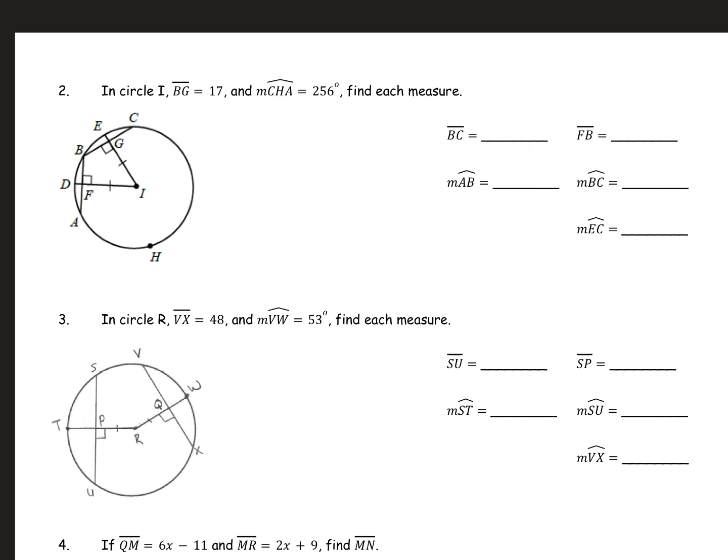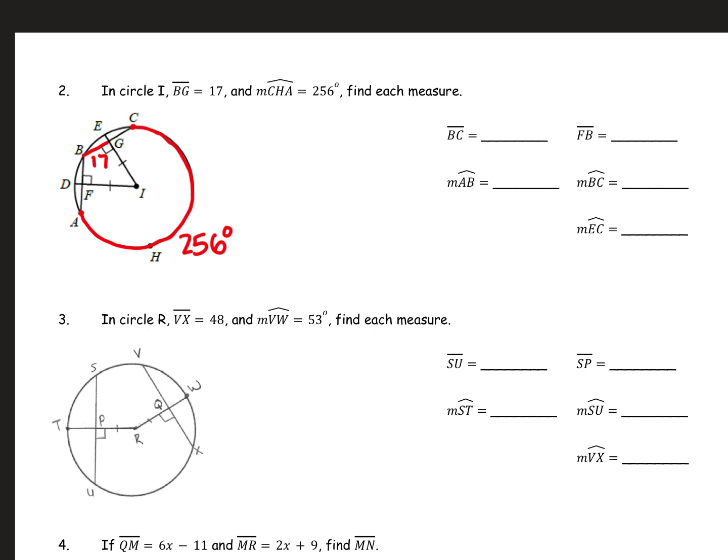BG, first of all, I'm going to put BG where it goes. And BG is just this segment here. All right, that's 17. The measure of arc CHA. Using everything that we've talked about arc so far, CHA has 3 letters. That is a long trip. It's the long way. So I have to go from C to A, but I have to go through H to do it. This arc right here is 256 degrees.